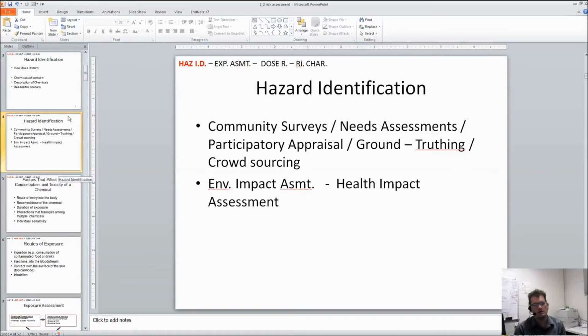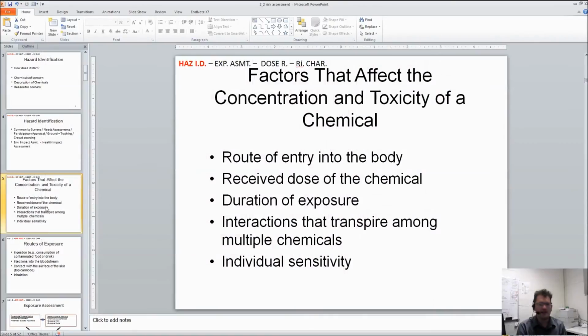You want to ask, well, it's leaking something, but just because it's leaking, does that mean that anybody's at risk? Maybe it's just leaking water. Maybe it's a water tank, and you just assume it's a pesticide tank. So there's a lot of things you don't know, and the process and framework of risk assessment allows you to start answering those questions. So factors that affect the concentration and toxicity of a chemical are also sort of quantified in the hazard ID. So you can start hypothesizing these things, but really these factors are more exposure assessment. They kind of cross the line a little bit.